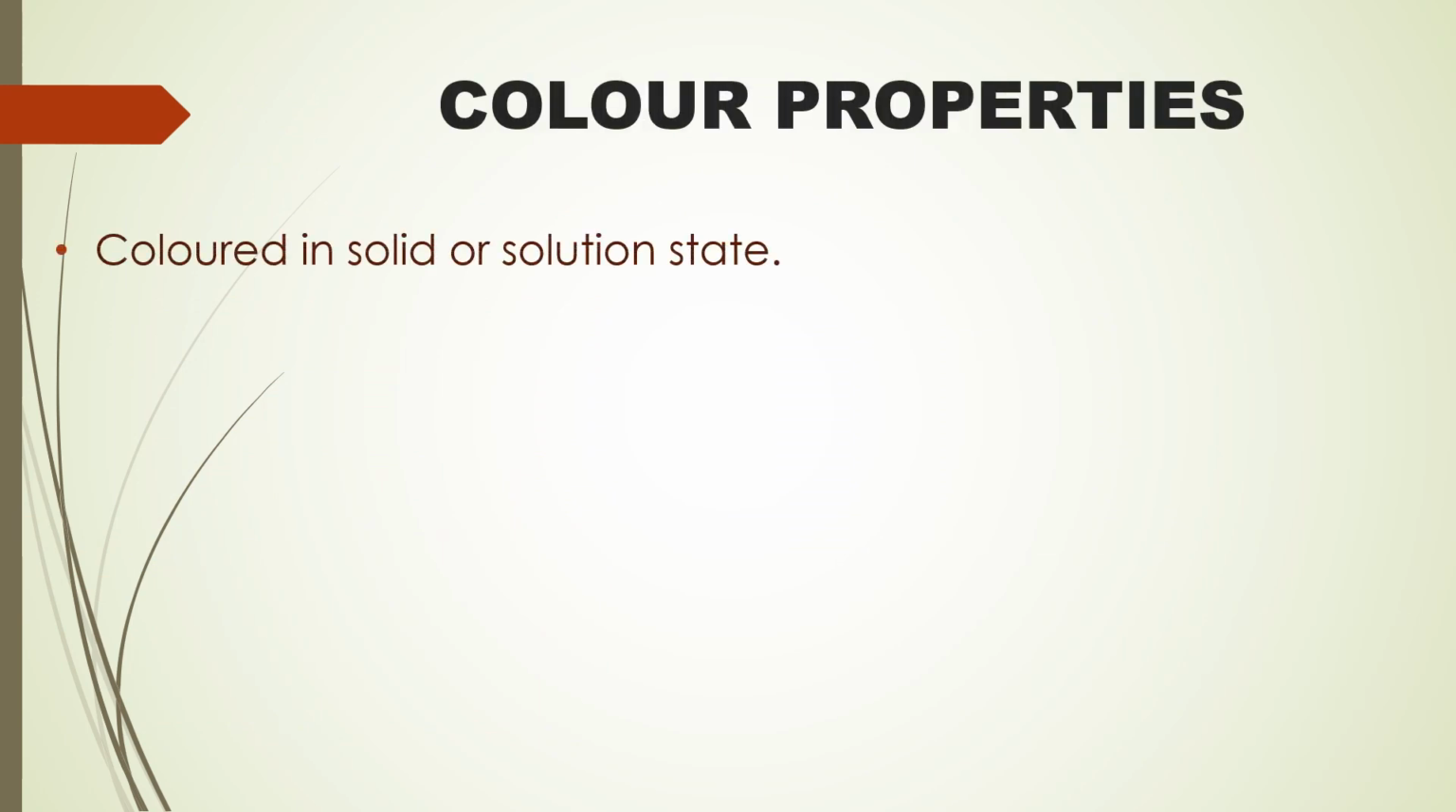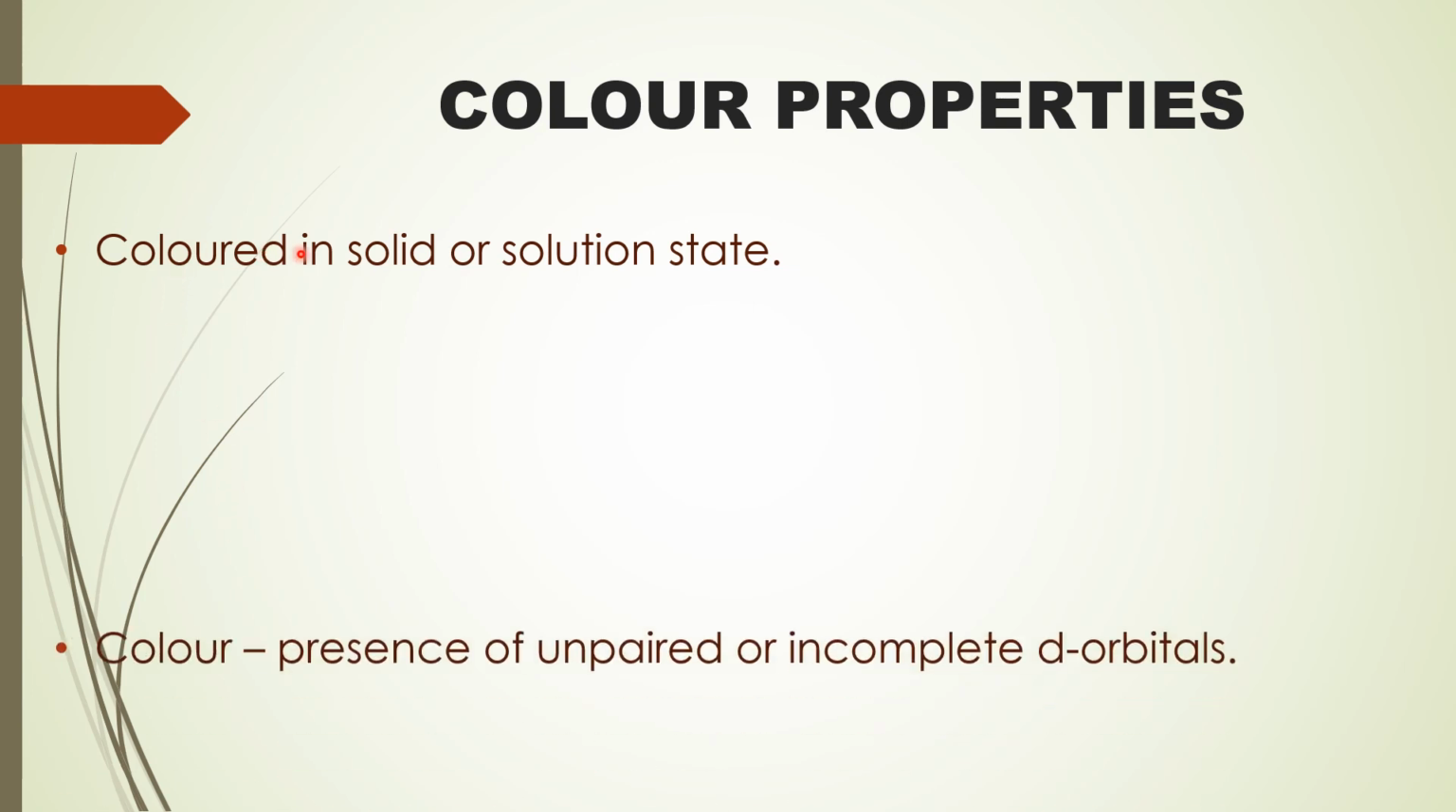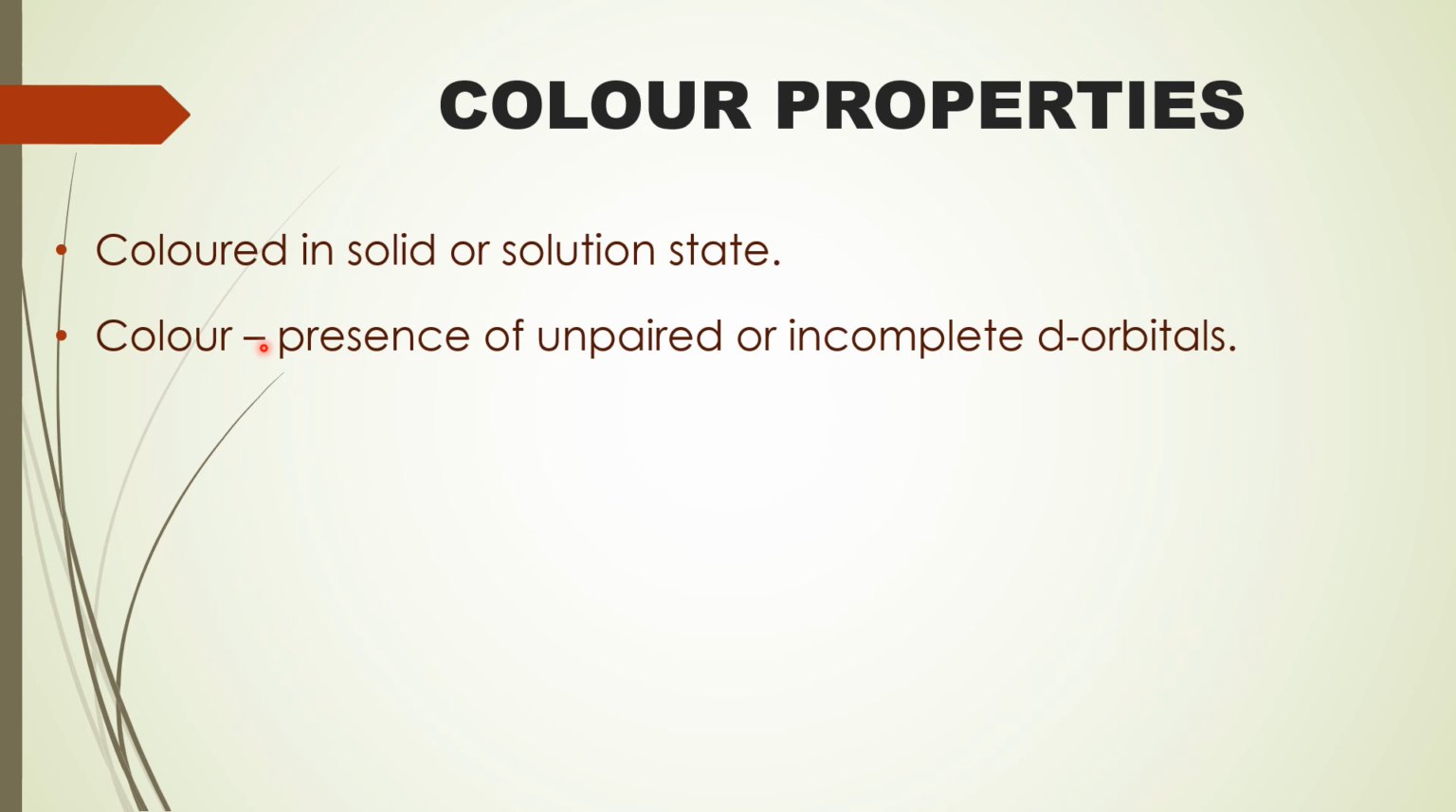Color properties. If you observe, most of the transition elements in their solid state, in the ionic state, or in the solution state are found to be colored in nature. Then why are these transition elements colored? This is due to the presence of unpaired electrons or incompletely filled d orbitals.